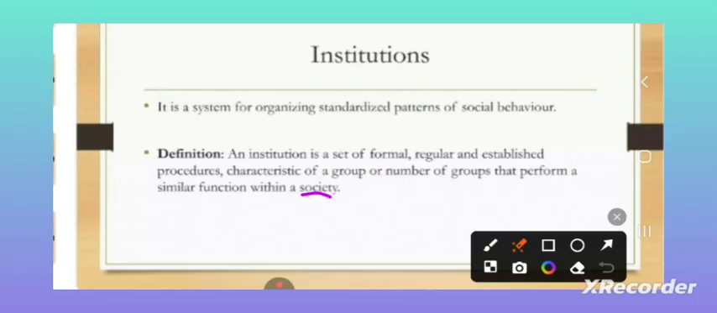Definition: an institution is a set of formal, regular, and established procedures characteristic of a group or number of groups that perform a similar function within a society. This emphasizes that an institution is not a building or a person, but rather a structured way of doing things. Examples include the family, the education system, the government, and the economic system. They are the fixed systems that govern human interaction and structure society.